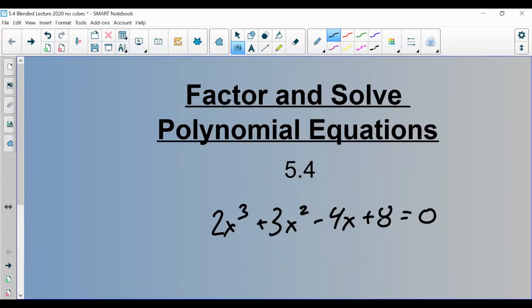Hello, Algebra 2. This is a lecture on section 5.4, which is about factoring and also solving polynomial equations. This is going to be a very in-depth lecture, pretty complicated, so really work on staying focused and we should be able to get through this.